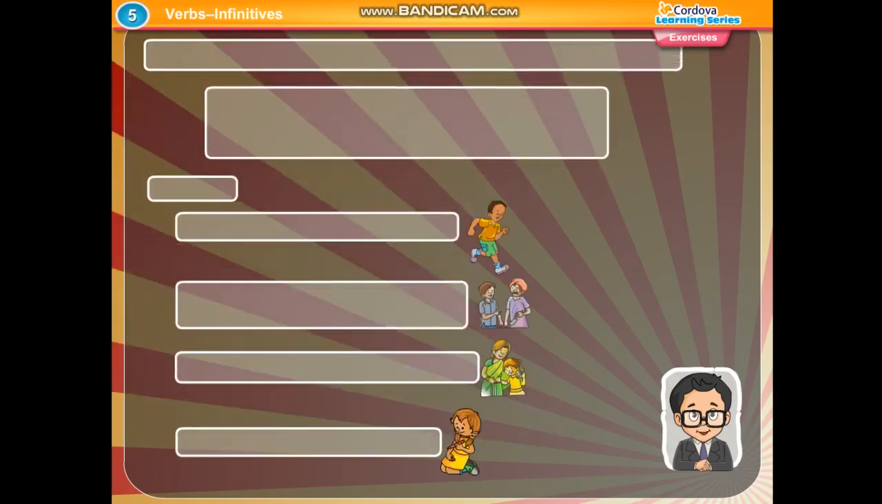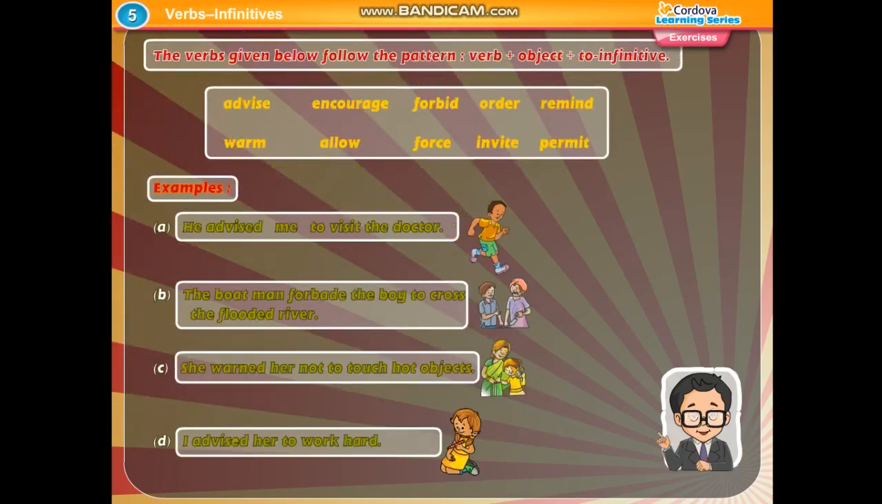The verbs given below follow the pattern verb plus object plus to infinitive: advise, warn, encourage, allow, forbid, force, order, invite, remind, permit. Examples: he advised me to visit the doctor. The boatman forbade the boy to cross the flooded river. She warned her not to touch hot objects. I advised her to work hard.